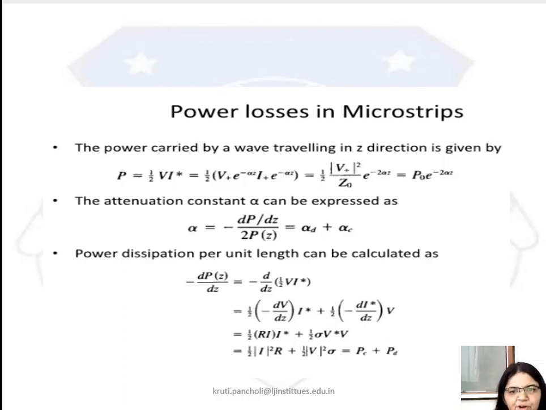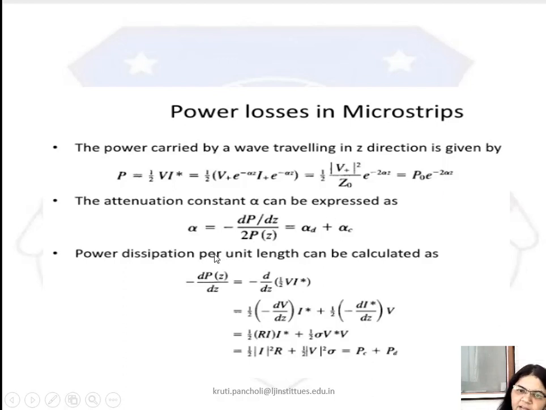Again, the final formula that we need to remember for this is P is equal to PC plus PD. So we can find out the power loss in the microstrip line by using the simple formula P is equal to 1/2 into V into I. It is traveling in the Z direction, so e raised to minus gamma z, V plus into I plus e raised to minus alpha z. It is equal to 1 upon 2 V plus square upon Z0 e raised to minus 2 alpha z. It is equal to P0 e raised to minus 2 alpha z.